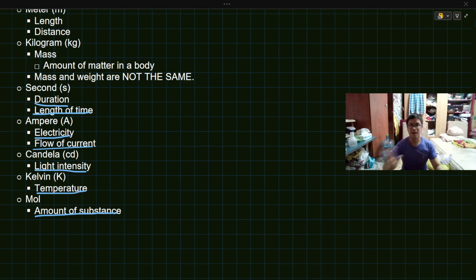All right. So yeah, these are the 7 fundamental units that we're going to focus on. Focus in what? In discussing them one by one? No. But we will use them in metric and English conversions.